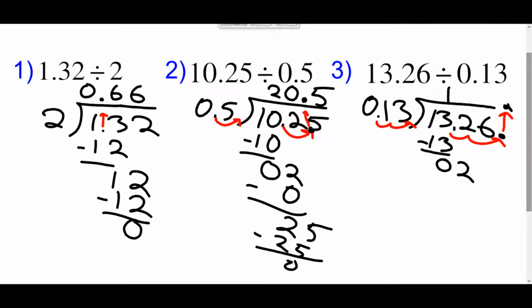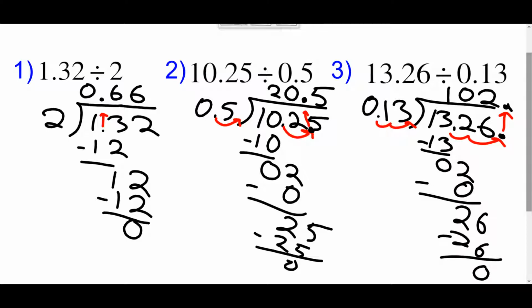I can't put 13 into 2, so I put a 0. And a 0 down here. Bring down a 2. Bring down a 6. 13 will go into 26 2 times. So my answer is 102. Now I could put 0.0 if I wanted to, but those would mean the same thing. 102.0 or 102. Okay, that's the basic idea.